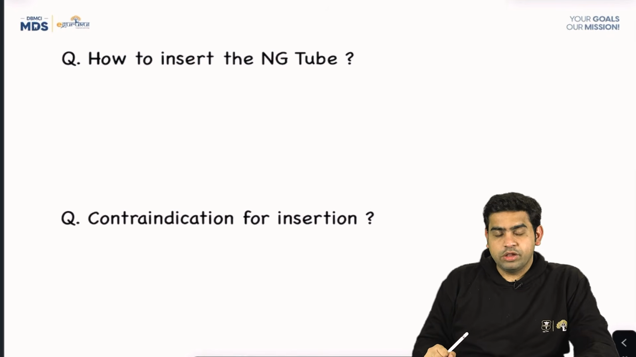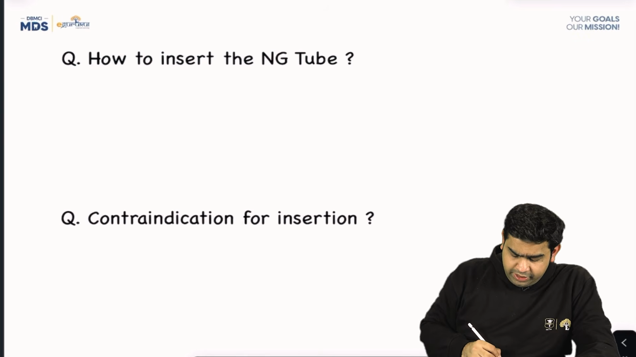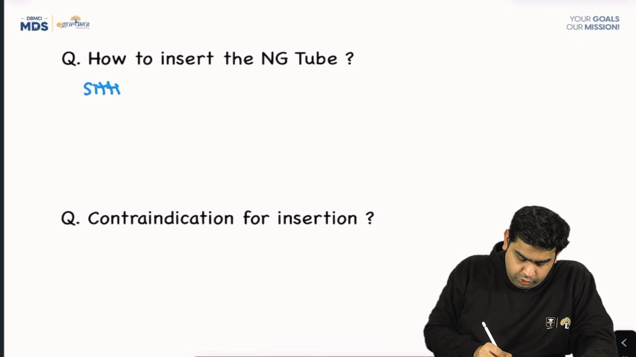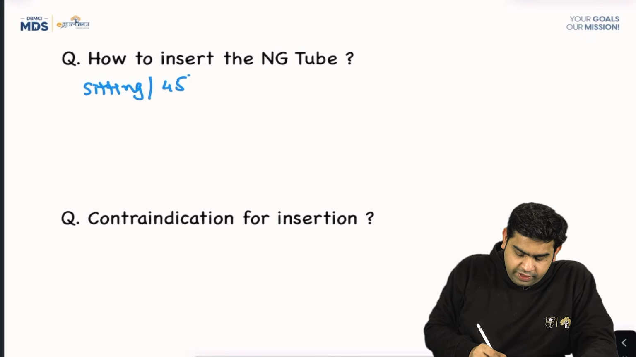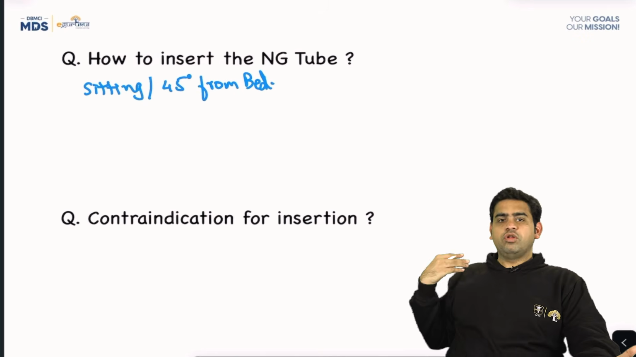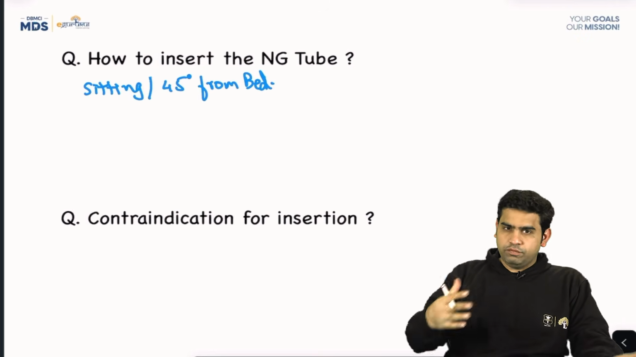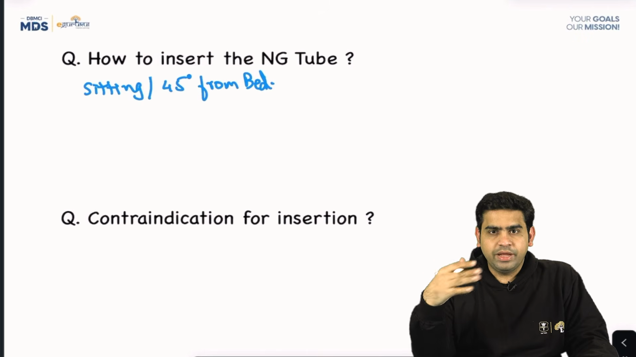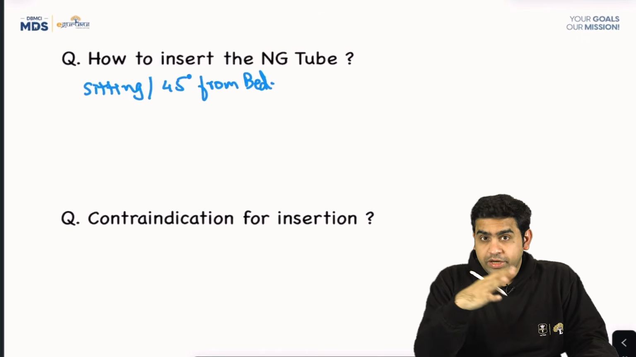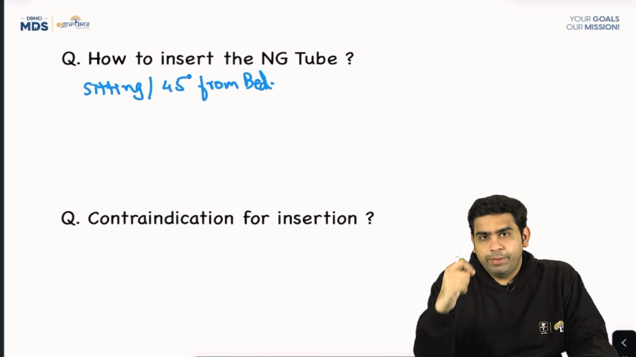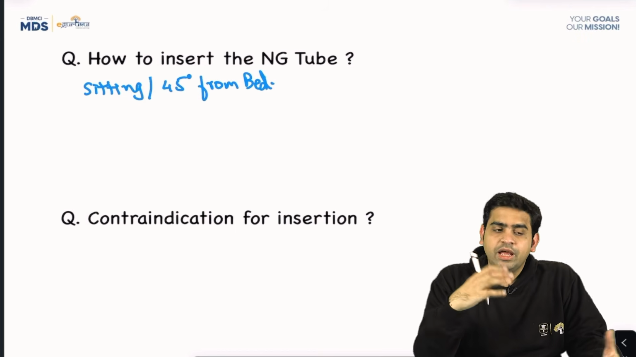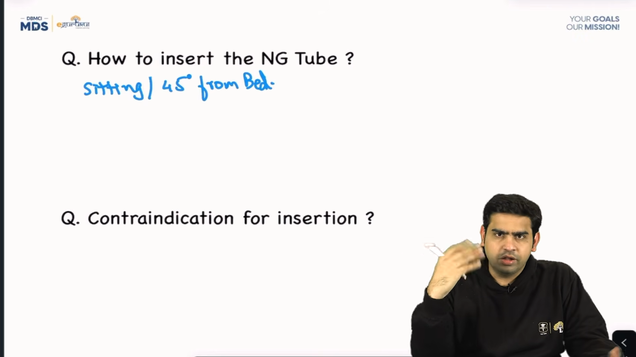Now, how do you insert this nasogastric tube? Ideally speaking, the patient should be sitting, or at 45 degrees from the bed, basically in the Fowler's position, or you can put them in the sitting position as well. In the AIIMS exam they had asked, and in NEET PG it can be asked as well, what is the best position to put the nasogastric tube? If the sitting position is in the options, you will go ahead and mark that. If not, then semi-recumbent, like 45 degrees, is okay.